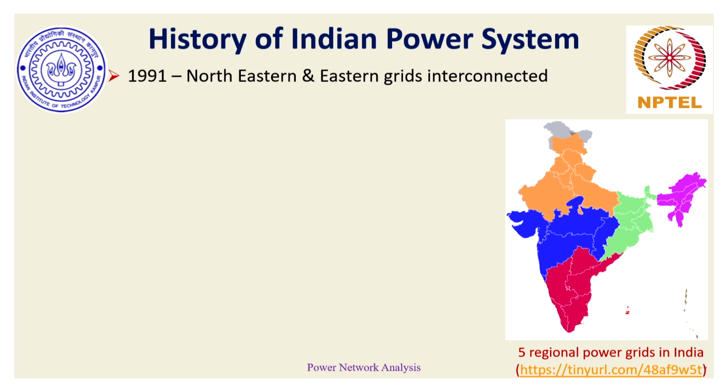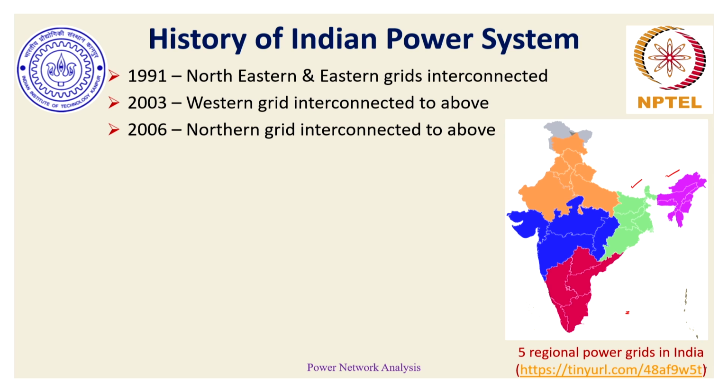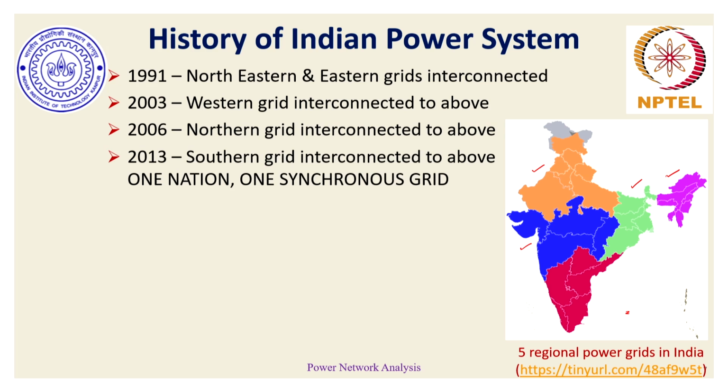In 1991, the northeastern and the eastern grids, these 2 grids, were interconnected. And subsequently in 2003 and 2006, the western grid and the northern grid were interconnected to this existing northeastern grid. And finally, in 2013, the southern grid was interconnected to all the remaining 4 regional grids, wherein we had our first one nation, one synchronous grid operating at 50 hertz.